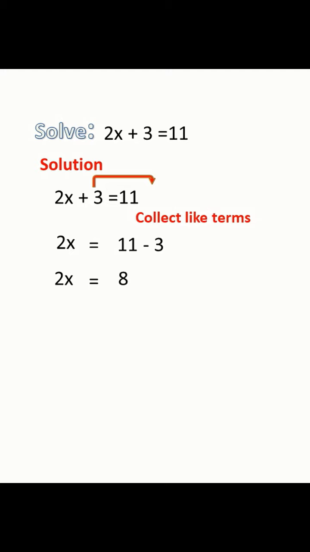So what do we do next? We have 2x. We are not looking for 2x. We are looking for x. So the next step is to divide both sides by 2. And why are we dividing by 2? We are dividing by 2 because the x on this side is carrying 2. So we want to remove the 2 from this side.